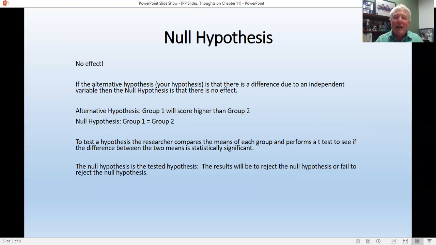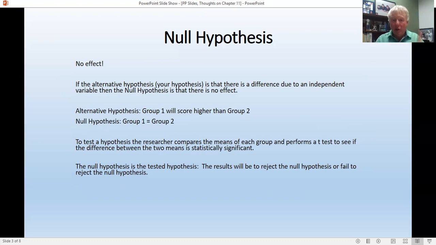Okay, to test a hypothesis, the researcher compares the means of each group and then performs a t-test to see if the difference between those two means is statistically significant. So in the example on the previous page, we would take the mean IQ of the UHD students and the mean IQ of the Harvard students, see if there's a difference in means, and then if there is, we test to see if that difference is statistically significant.